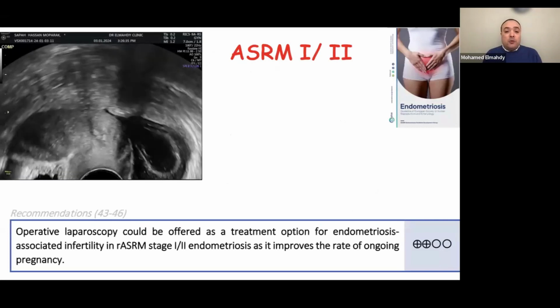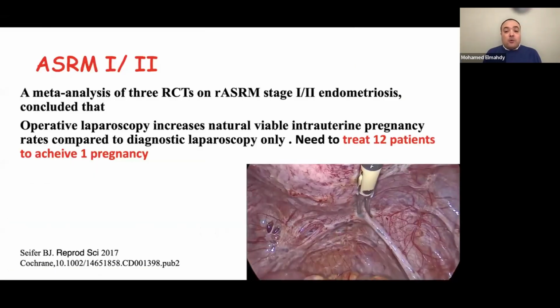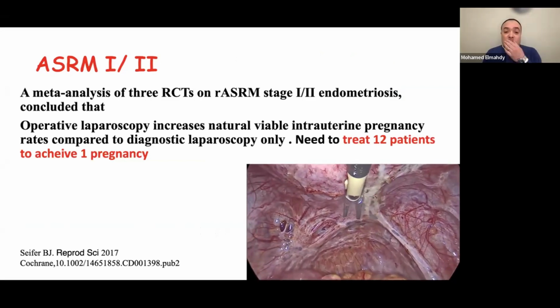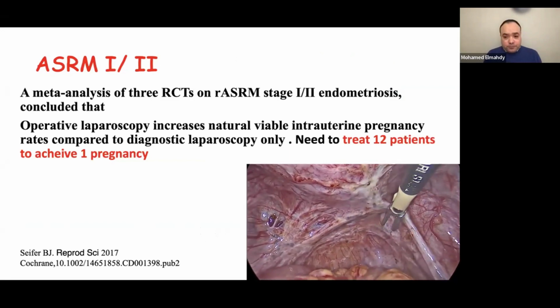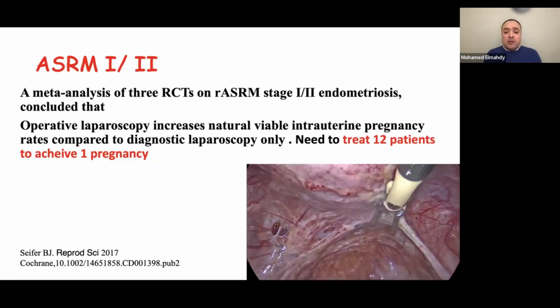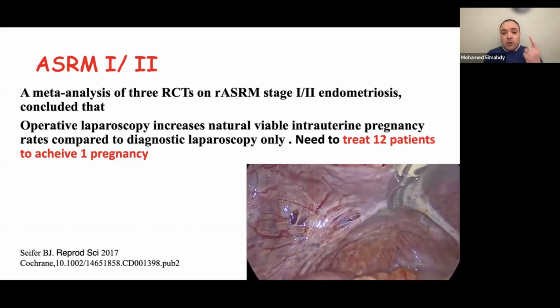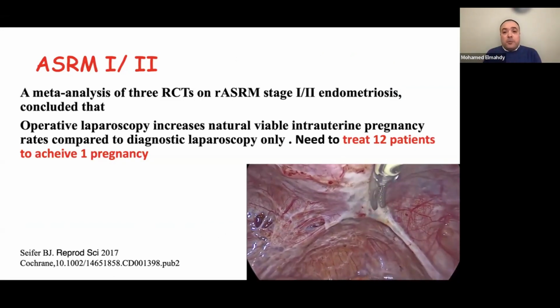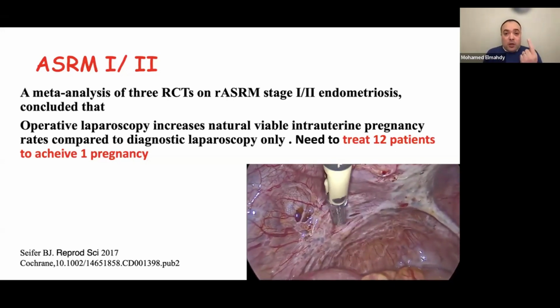If we start with ASRM stage 1 and 2, or minimal to mild endometriosis, ESHRE guidelines said that operative laparoscopy could be offered as a treatment option for endometriosis-associated infertility in minimal endometriosis to improve the ongoing pregnancy rate. This was confirmed by this meta-analysis, which also confirmed that operative laparoscopy increases natural viable intrauterine pregnancy rate in cases of minimal to mild endometriosis. You need to treat 12 patients with minimal to mild endometriosis in order to achieve 1 pregnancy. On the other hand, you need to treat 40 patients complaining of unexplained infertility by operative laparoscopy in order to achieve only 1 pregnancy.